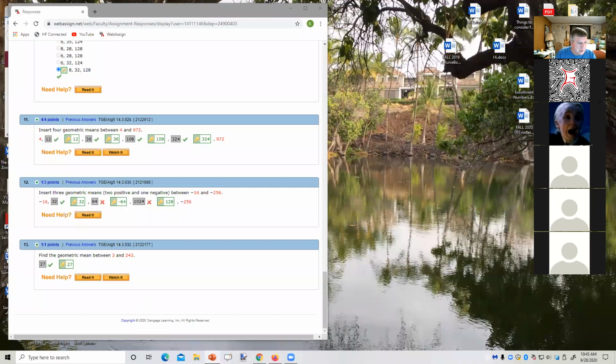And let's see. It says insert 3 geometric means, 2 positive and 1 negative, between -16 and -256. So a sub 1 is -16. We are to insert three geometric means. So I'm going to insert a sub 2, a sub 3, and a sub 4, which means a sub 5 is negative 256. But I want two positives and one negative.